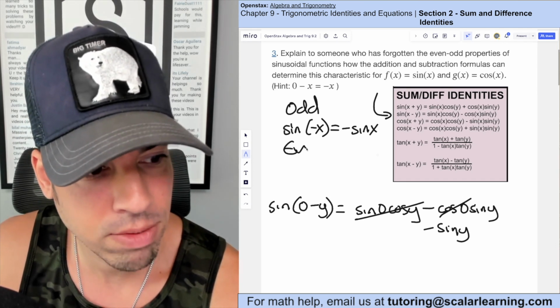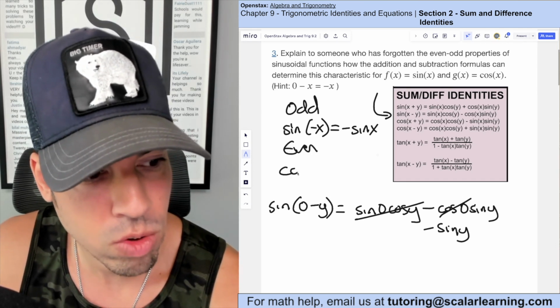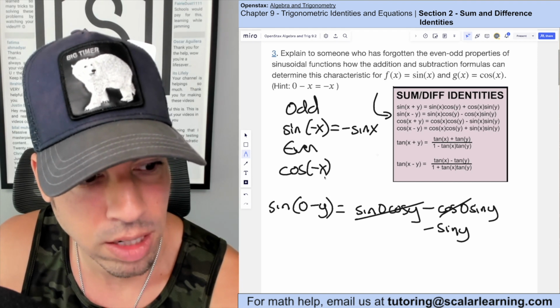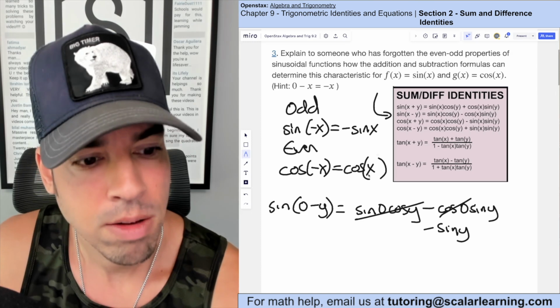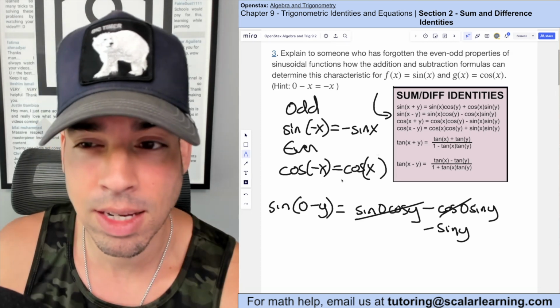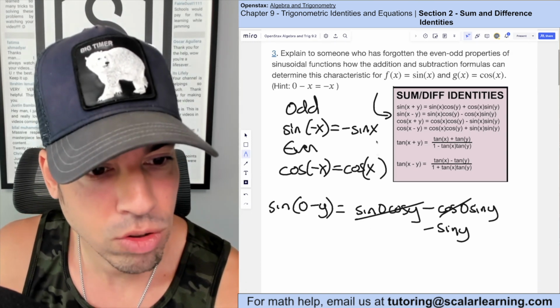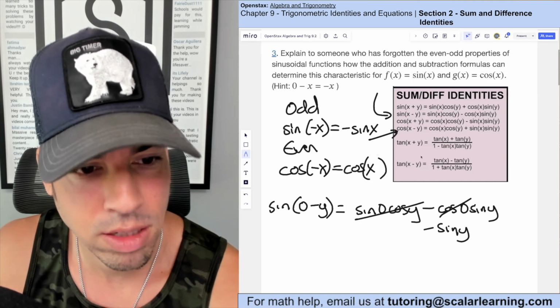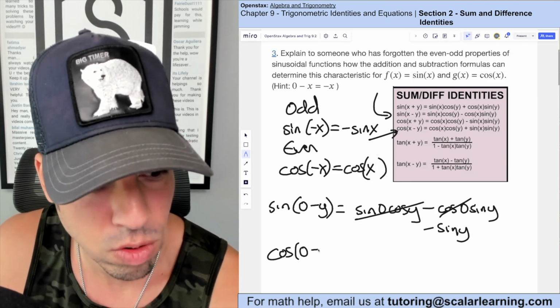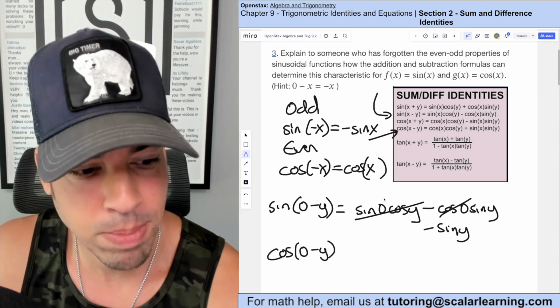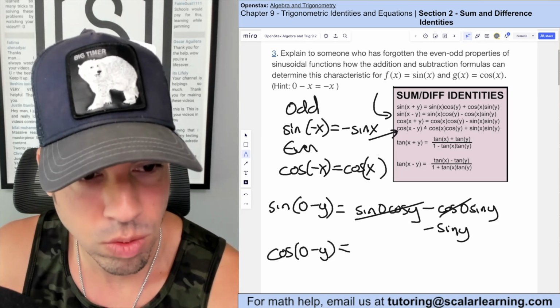Now, what about even? For even, like cosine is even, that means cosine of negative x should equal cosine of x. Just like the same thing, but it's almost like the negative on the inside does nothing. Okay, so let's now do the same thing. We'll use the cosine difference formula and see what happens. So same thing, we'll say cosine of 0 minus y, and what we should expect to see is just equals cosine of y on the other side.